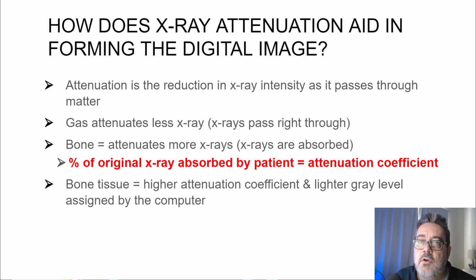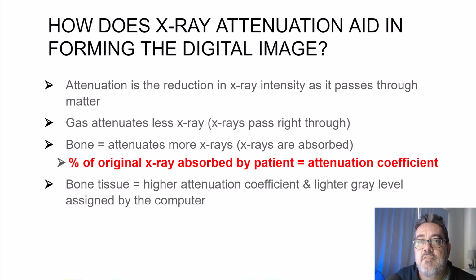Okay, we started chapter 29 discussing spatial resolution. Now we're going to discuss contrast resolution of the digital image. You should already know the difference between subject contrast, meaning variation in tissue densities existing within the body, and image contrast, or the difference between dark and light areas on the final radiograph.